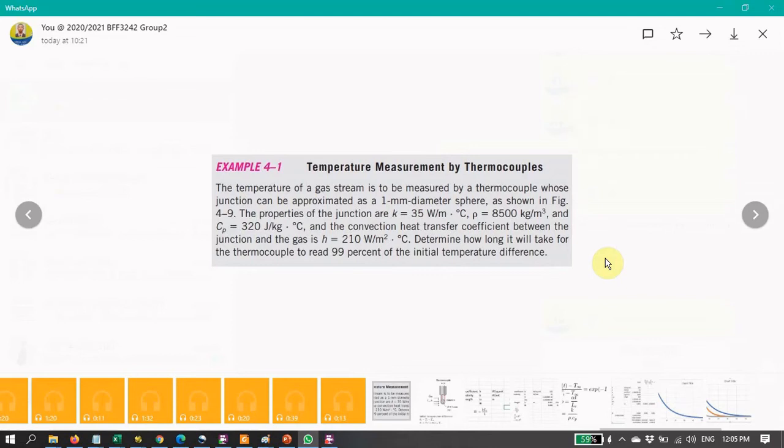So we need to determine, as an engineering problem, how long it takes for the thermocouple to read 99% of the initial temperature difference. So here we look at the concept of temperature difference, right? The solid temperature and the fluid temperature. But we specifically indicate the state here, initial, before you place the thermocouple inside the gas stream. So that will be called the initial temperature difference.